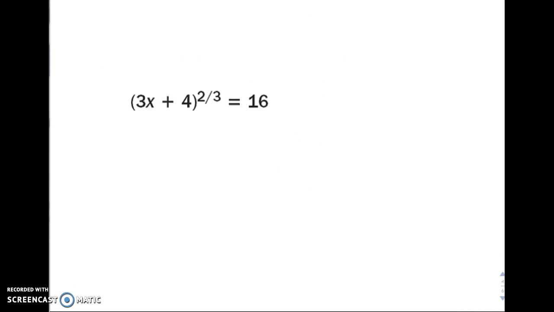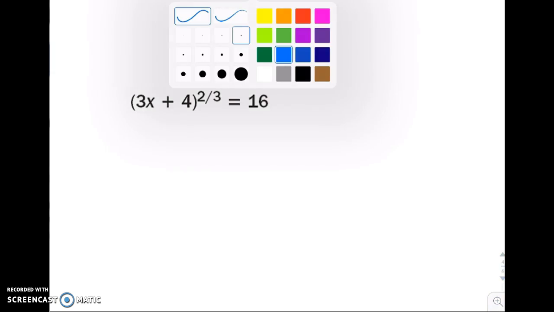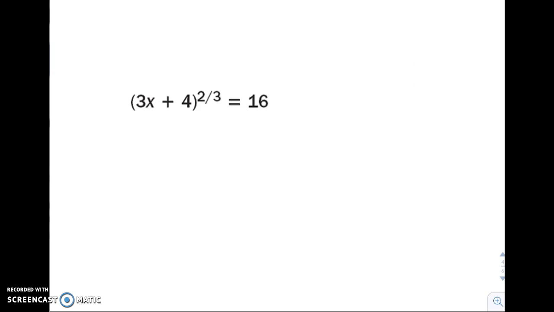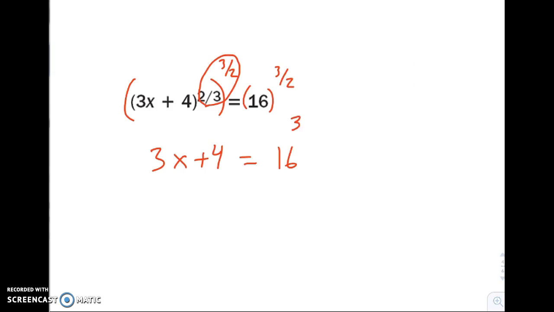Rational exponents. How do we deal with rational exponents? How do we deal with fractions? We deal with it the same way we do when it's multiplied. We're going to take the reciprocal. But we're going to do the reciprocal in the exponent. When you take 3 over 2 and multiply it by 2 over 3, you get 1. So you've got 3x plus 4 is equal to 16 to the 3 over 2.